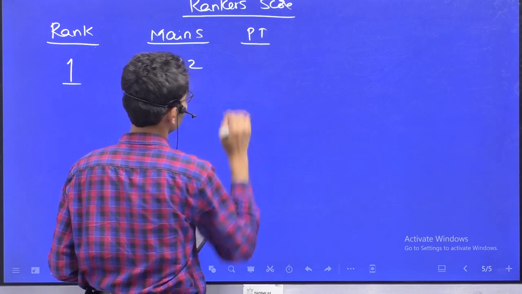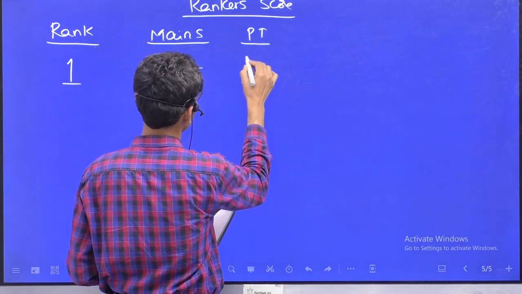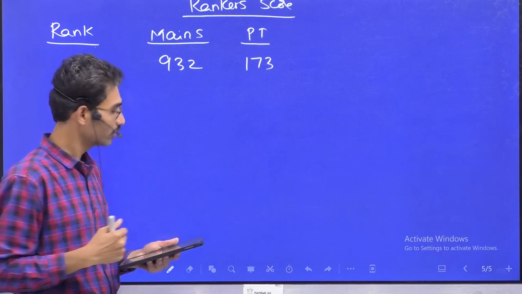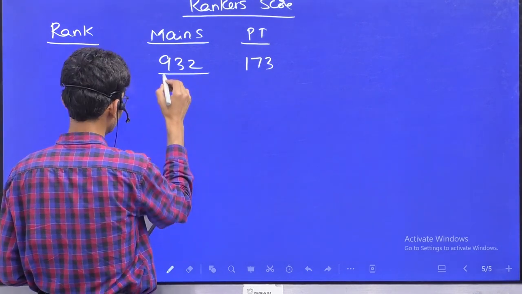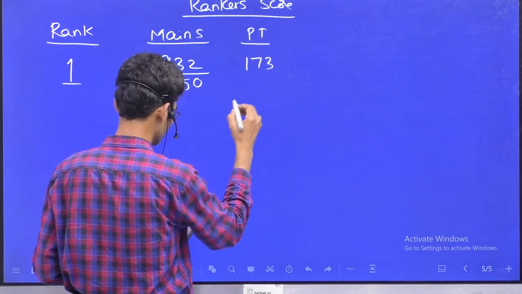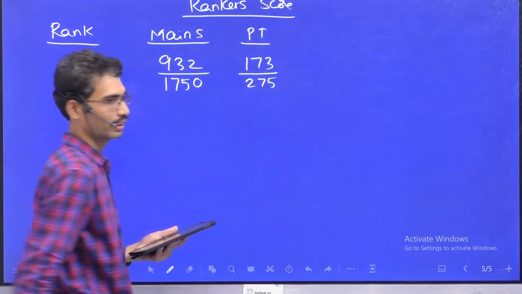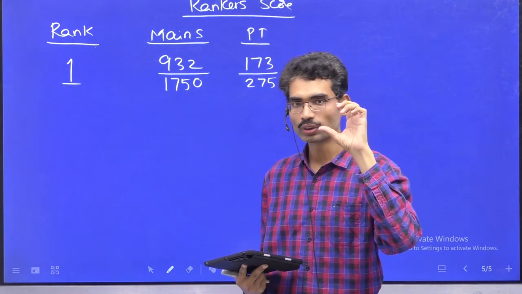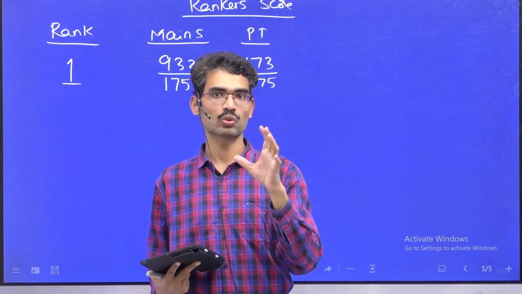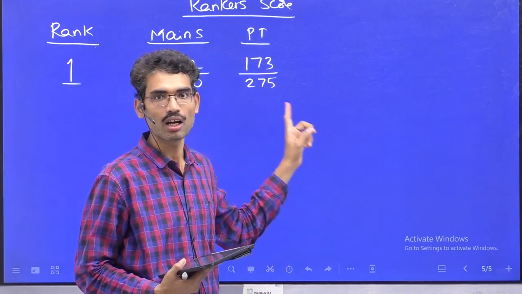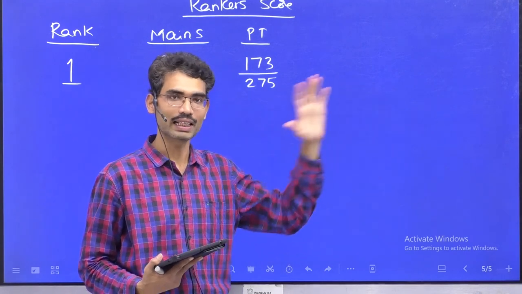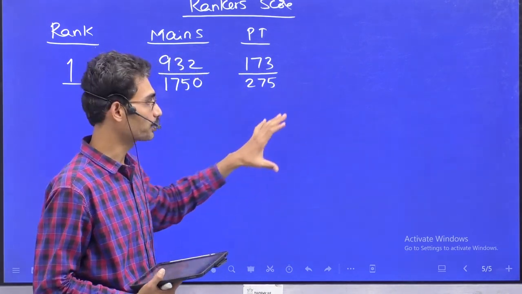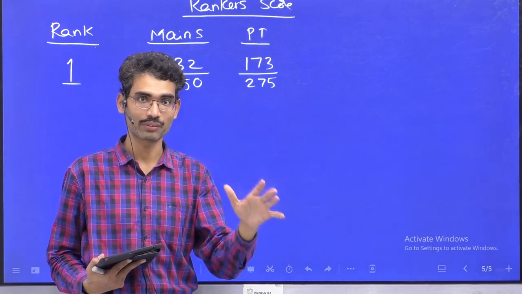And personality test, out of 275, 173. So out of 275, and this is out of 1750. Now you see here, the purpose of giving this table is also to give you some idea about how the optional score will ensure you good success in mains paper or in the overall selection itself. So this is the purpose, to have a good idea about what kind of weightage optional papers have in the mains examination.